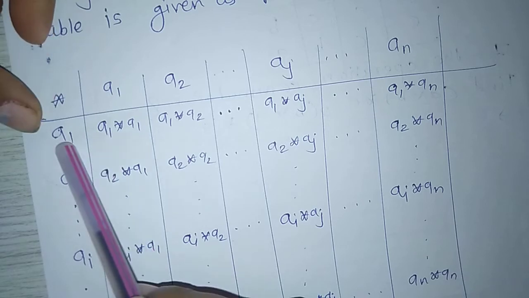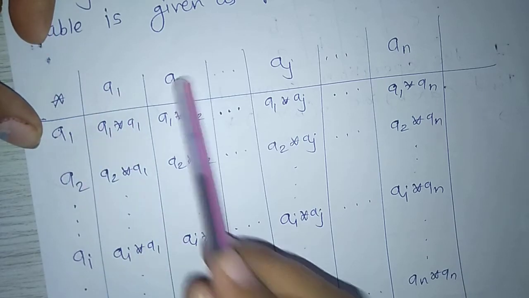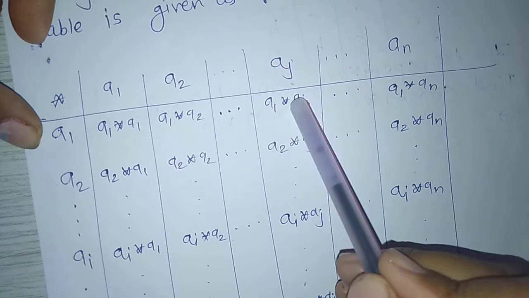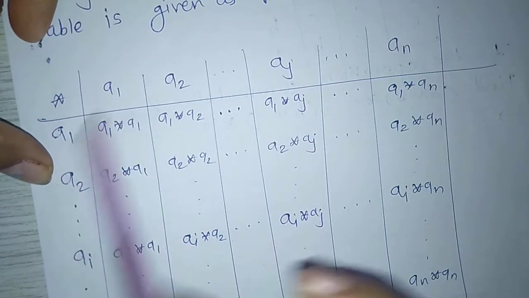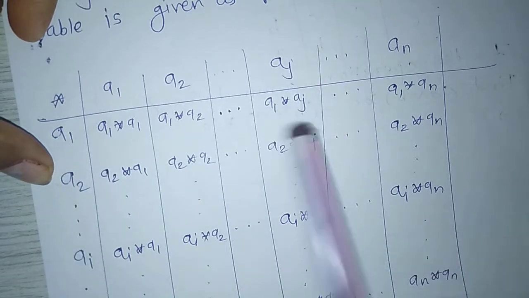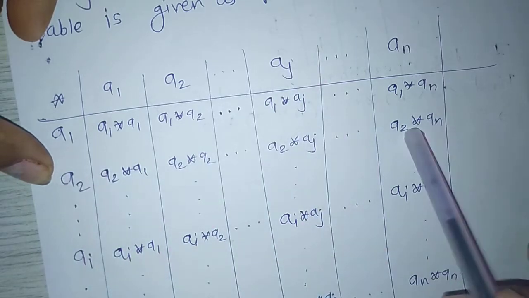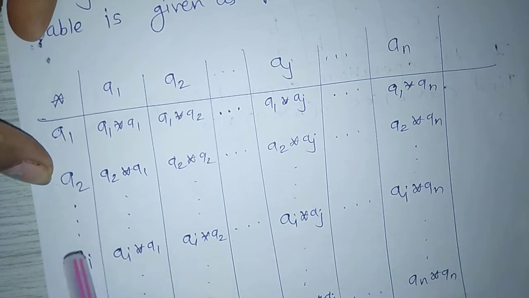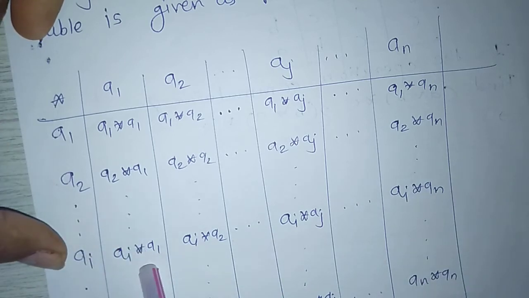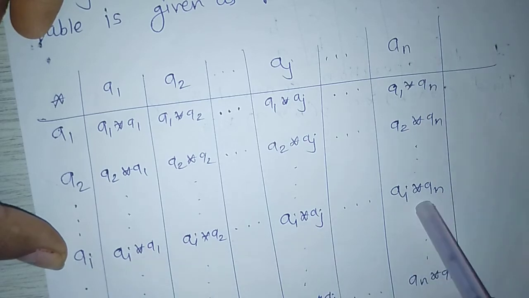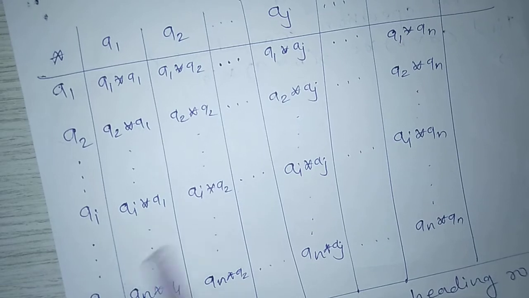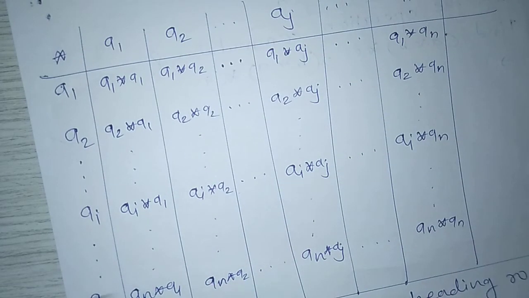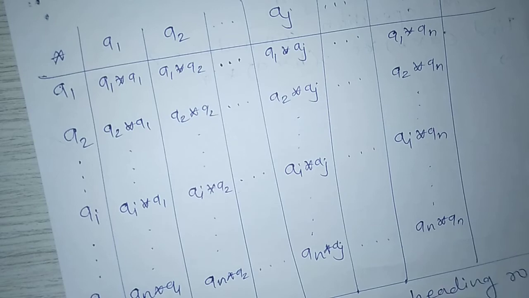Next, write A1 star A1, A1 star A2, A1 star Aj, A1 star An. Next, A2 star A1, A2 star A2, A2 star Aj and so on, A2 star An. So on. And next, Ai star A1, Ai star A2, Ai star Aj, Ai star An. So on, An star A1, An star A2, An star Aj, An star An.